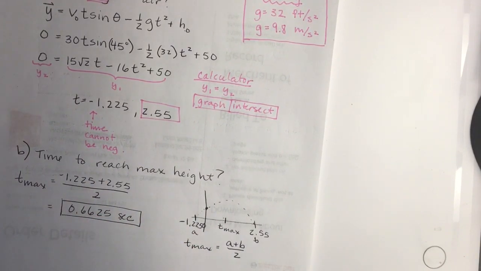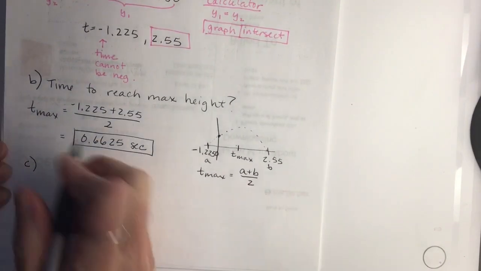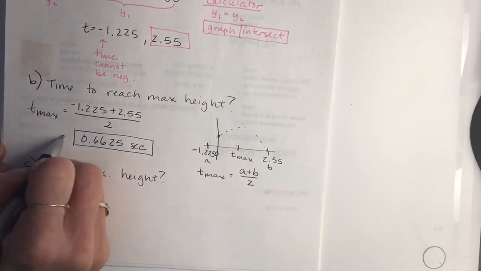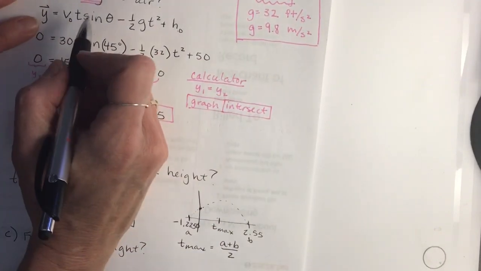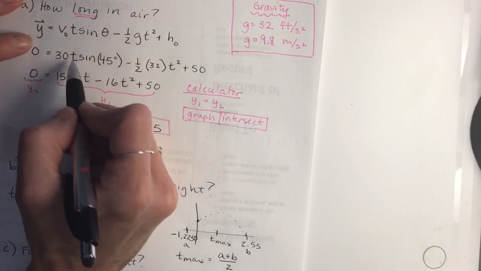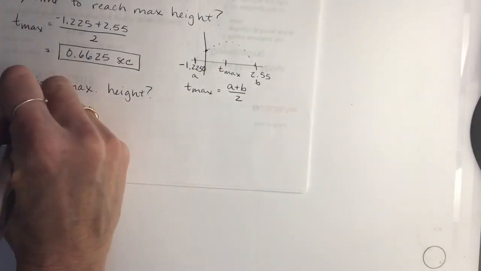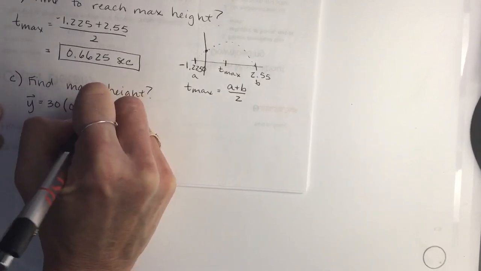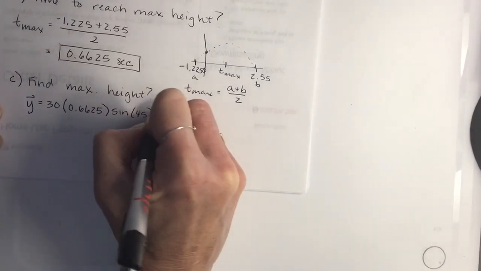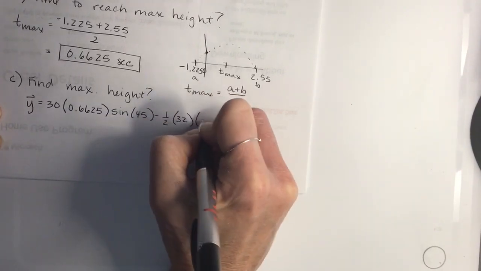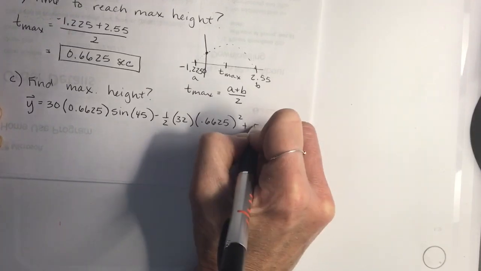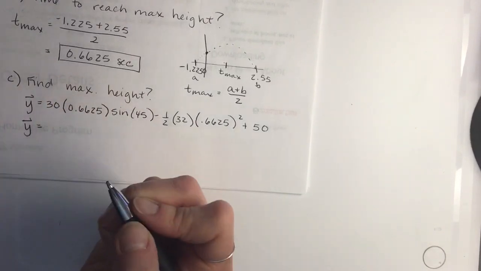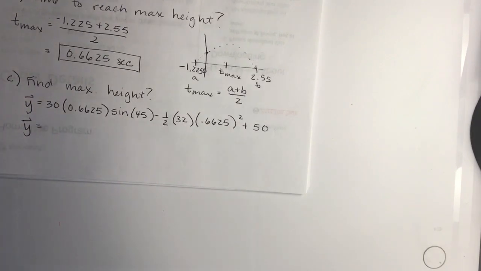Okay, now we want to find the maximum height. We've got the time where maximum height occurs, and we go back to part A, where we've got an equation for it, and we just plug in that time. So y is equal to 30 times t max times sine of 45, minus 1/2 times 32 times t squared, so that's 0.6625 squared, plus that initial height of 50. You plug that into your calculator, and you get that y is 57.031 feet.